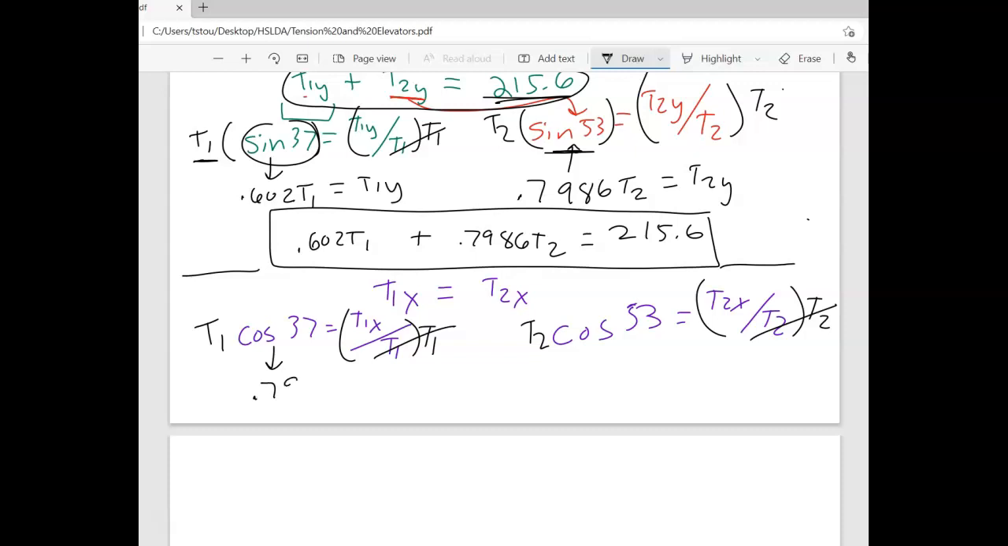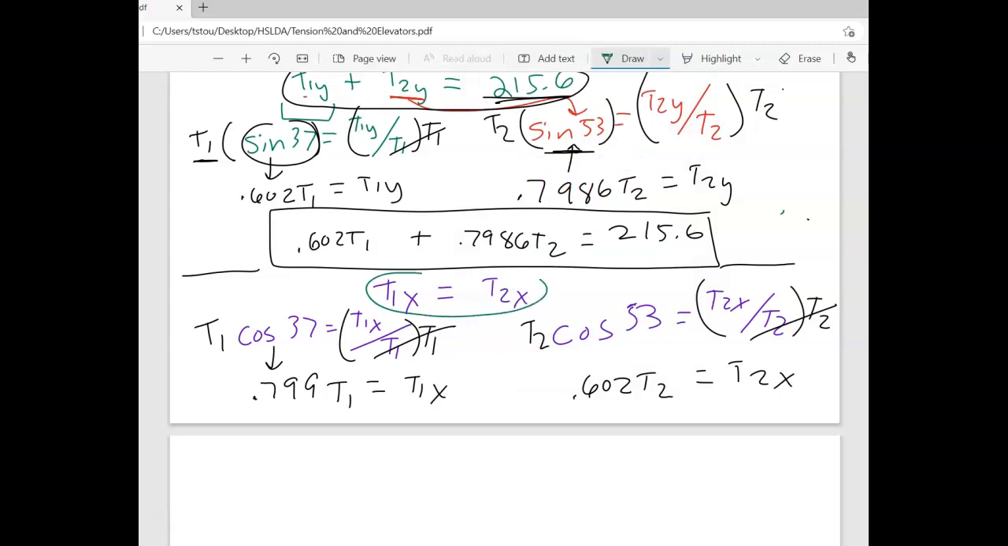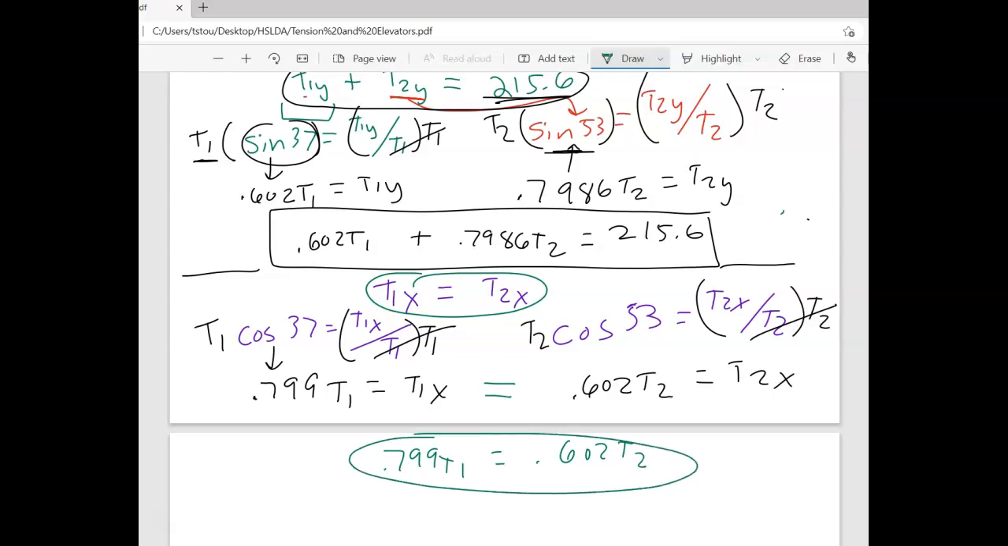I get 0.799 T1 equals T1x. I'm going to get my cosine 53. That equals 0.602 T2. And all that will be equal to T2x. Now this is really useful for us because I suddenly have two parts and they are equal to each other. That's what I established before. So now I know 0.799 T1 equals 0.602 T2. That's very useful. Do you see how I've got T1 and T2 in an equation? And up here I have them also.